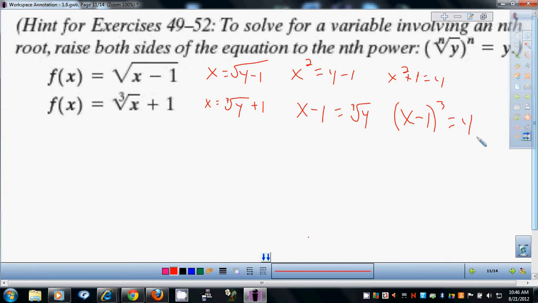Let's just find the inverse. So I don't even know why they really needed to add this, because we've already done this earlier in the lesson. Okay.